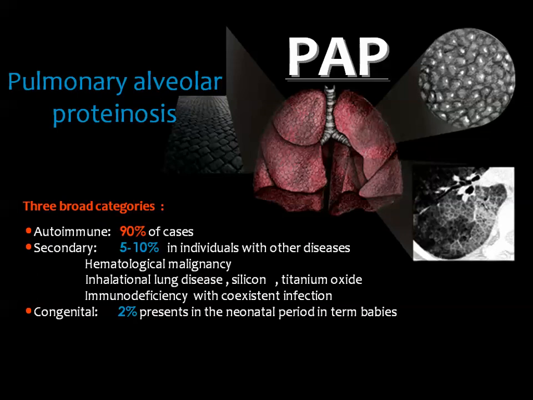We have three types of pulmonary alveolar proteinosis. The autoimmune type is the most common. The secondary type is less common and seen in individuals with other diseases like hematological malignancies, inhalational lung disease, silicosis and others, and immunodeficiency with coexistent infection. The congenital type is rare and is seen in the neonatal period.